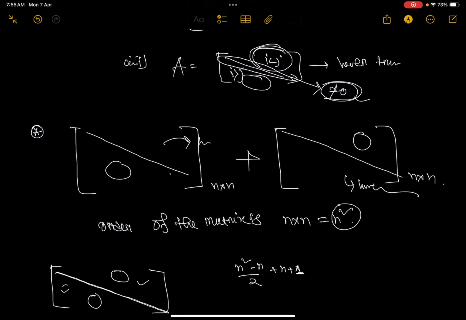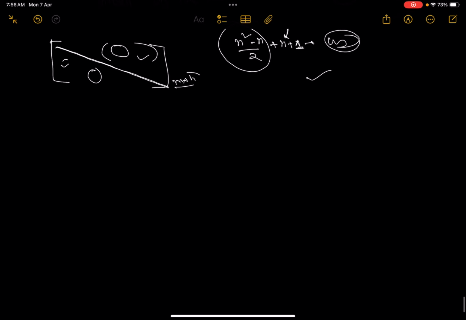Why this one? This one goes only for 0. This is only for the diagonal elements, or this goes from the upper triangular and lower triangular. Since there are n square elements in the whole matrix, for this case, n square minus n plus n square minus n by 2 plus n plus 1. If you are asked some most important question on nilpotency, you solve this.